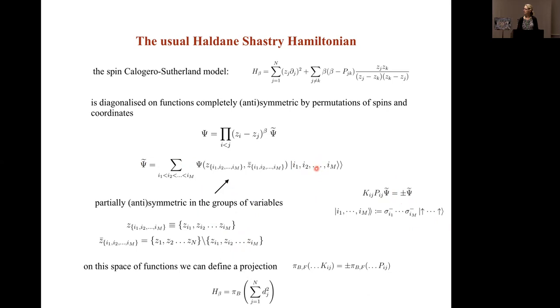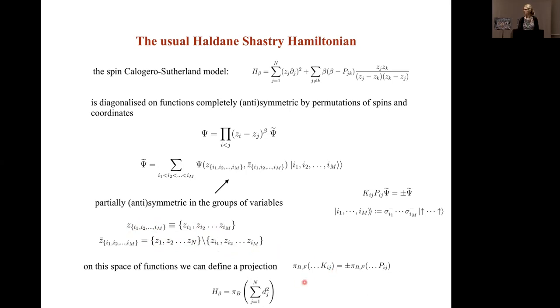So in the case where we choose the plus sign, the total wave function, since the spin part is symmetric by permutation of the spins at the positions I1 to IM, and the spins in the complementary ensemble, the coefficients here, or components of the wave function, will be partially symmetric in the group of variables Z_I1 to Z_IM, and also symmetric in the complement.